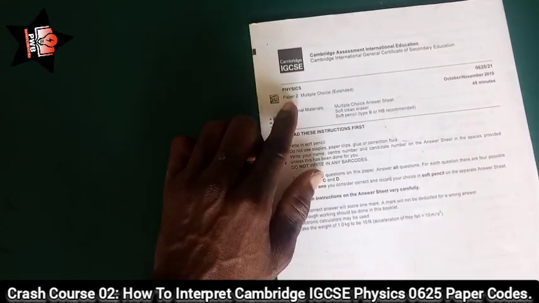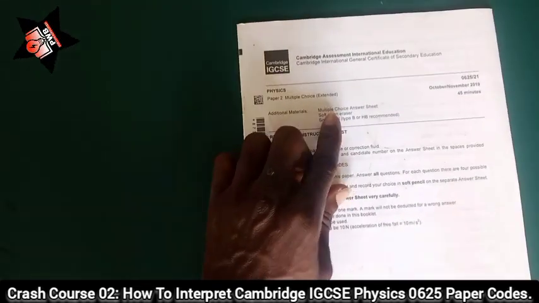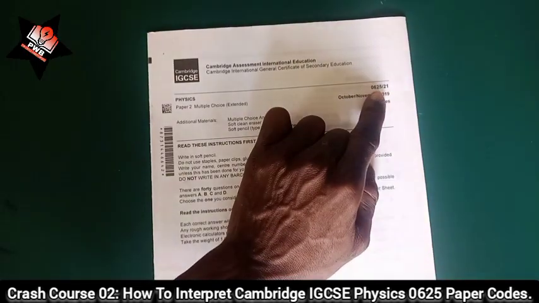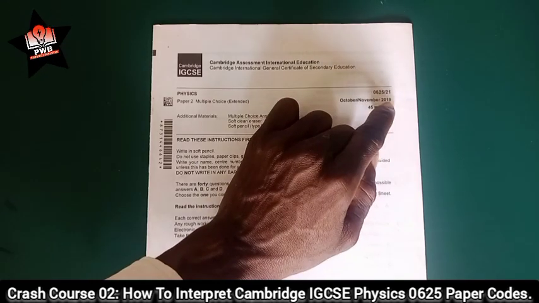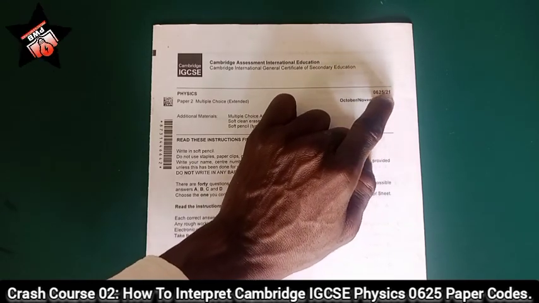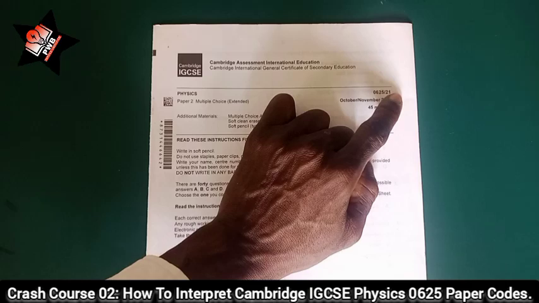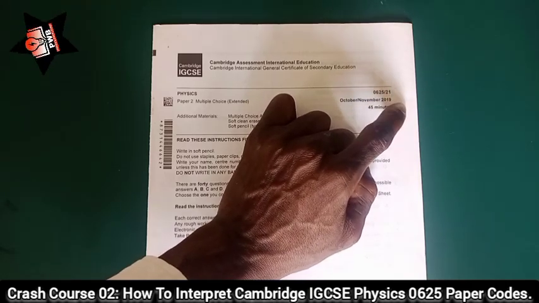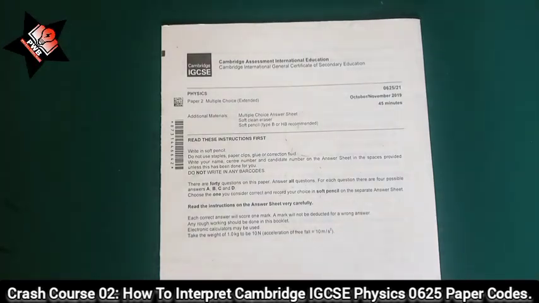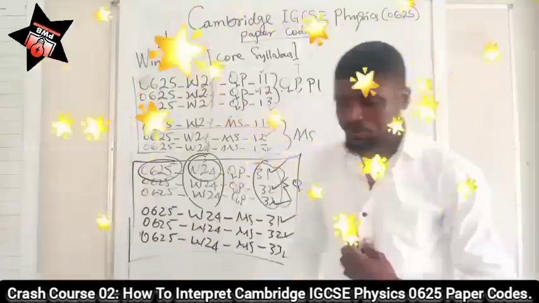So this is paper 2 multiple choice extended. Subject code 0625. And then /21. Variant 2, we're having /22. Variant 3, we're having /23. So these are the things I was saying I will teach us in today's class.